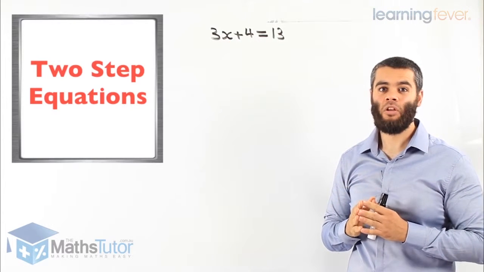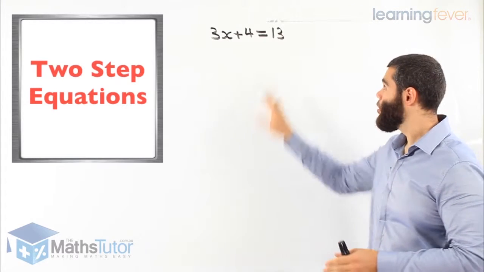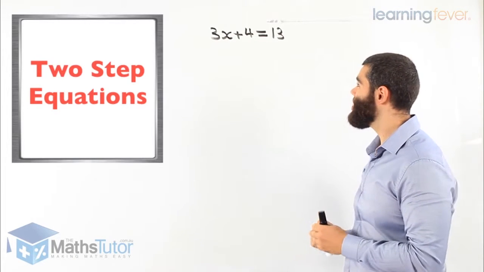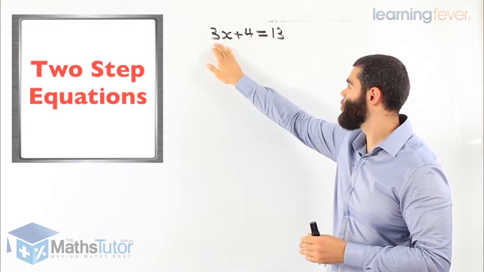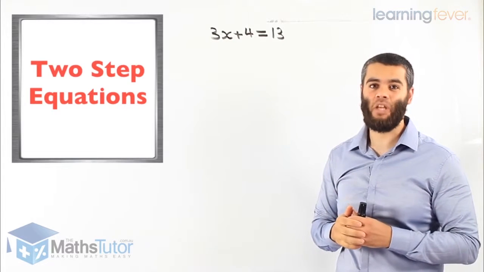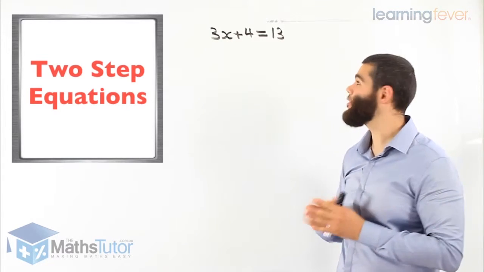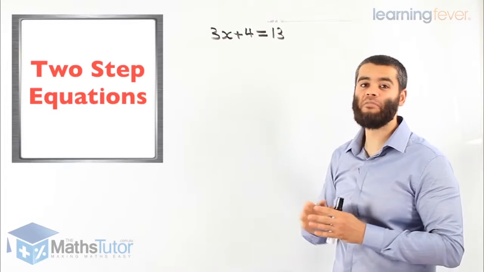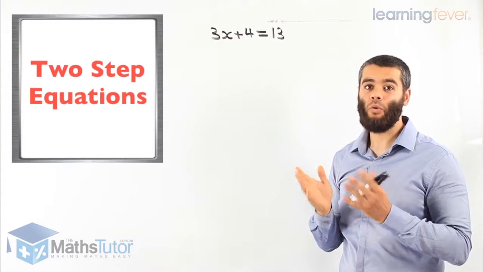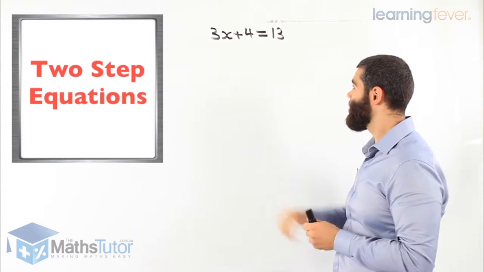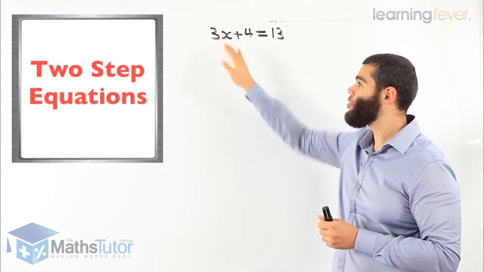How do we do it? Let's see what we do first. We look at the equation and we see that we have two numerals. That means it's a two-step equation. Why? Because we have to get rid of each of these numerals to leave x by itself. But the question is, which one do we get rid of first? Do we get rid of the plus 4 or the 3?